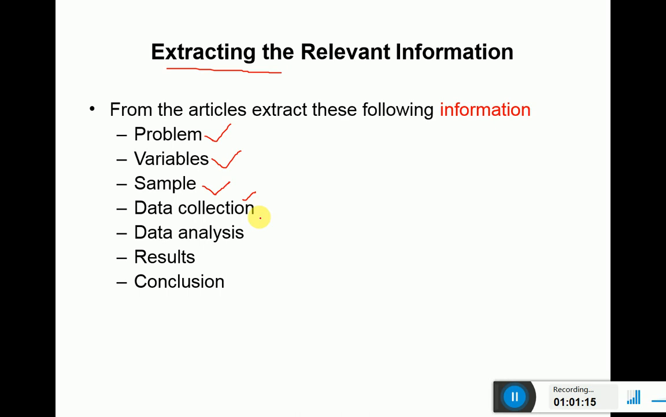The data is concluded in percentage form, or with yes or no dichotomous scales, whatever is used. Is the data in qualitative or quantitative form? What about the results interpretation? And last, the conclusion and the result. Now these are the different aspects we must extract when we study the literature survey.